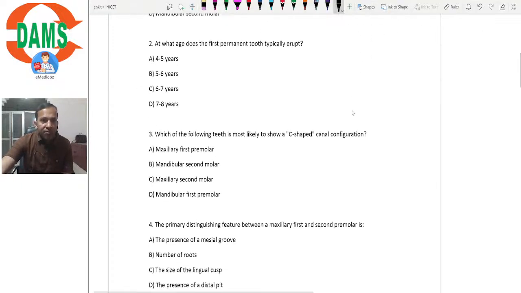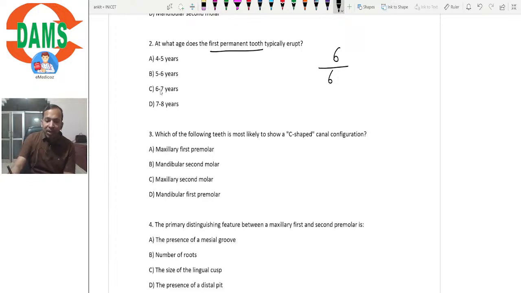At what age does the first permanent tooth typically erupt? The first permanent tooth is the maxillary or mandibular first permanent molar. So the first permanent molar erupts at the age of about 6 years, right? That does not mean you will say 5 to 6 years. It is after 6 years, at least 6 years of age.